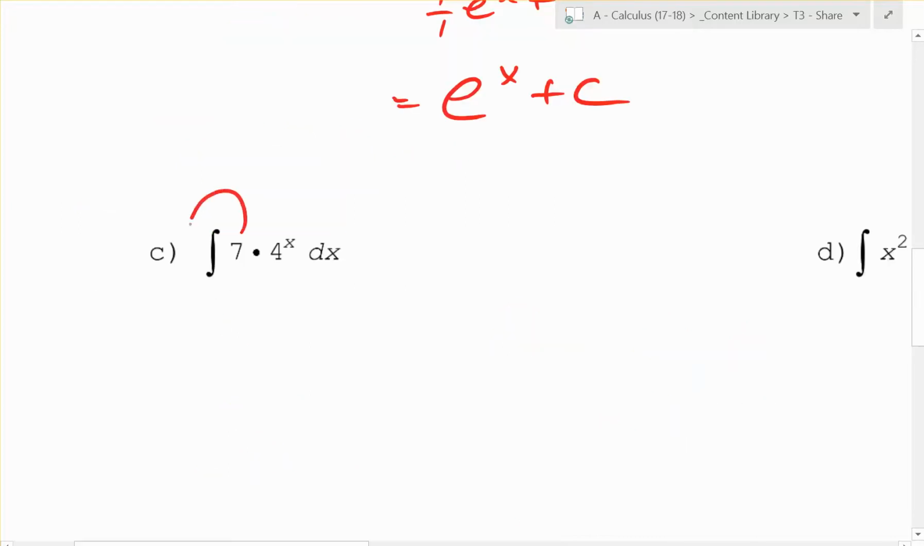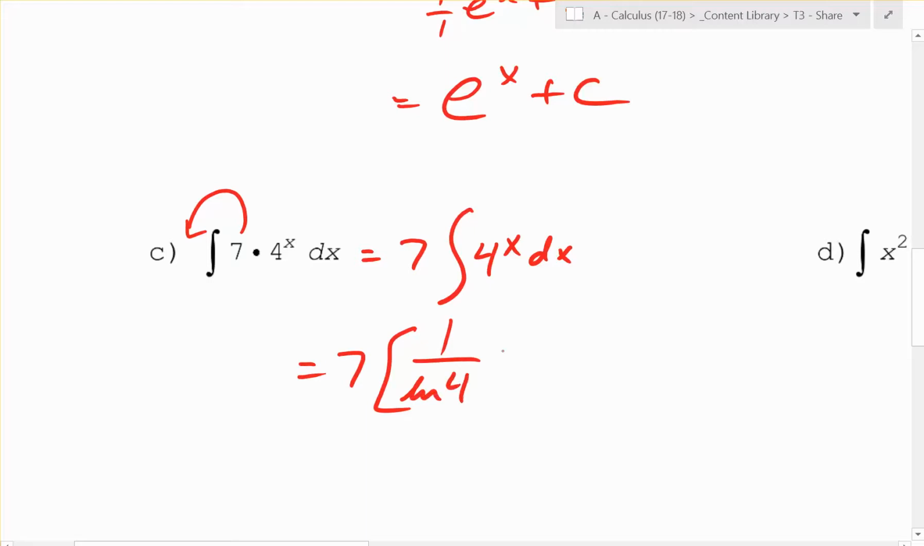What about here? Same thing. You bring the 7 out, so this is going to be 7 times the integral of 4 to the x dx. So it's going to be 7 times 1 over ln 4 times 4 to the x plus c. And you might wonder, can you distribute this there? It just becomes 7c. You can make the c 7c or c. It doesn't really matter, as long as you have a constant there.